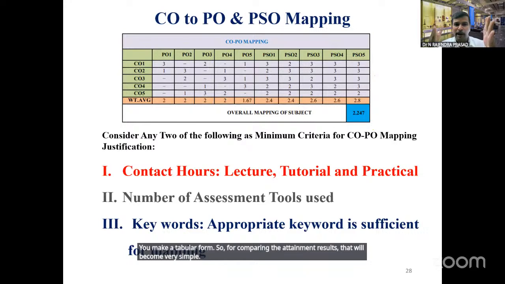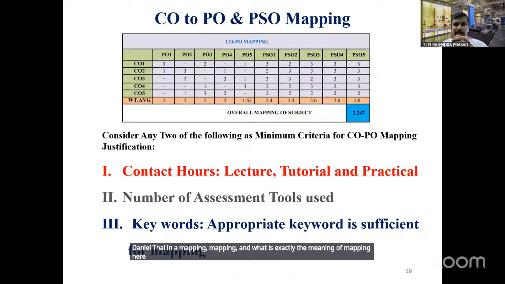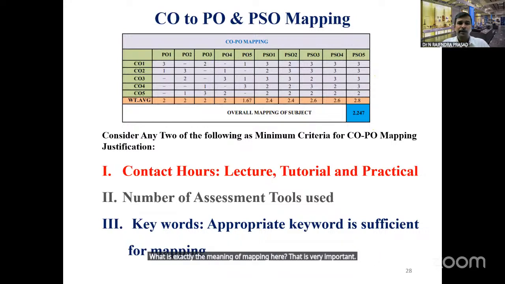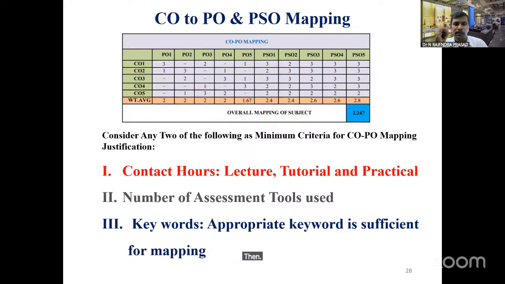I am saying mapping. What is exactly the meaning of mapping here? That is very important. Mapping between CO and PO is the next level. One is mapping the correlation between CO and question, then question and taxonomy level, then comes mapping between CO and PO. The correlation of CO with question, and question with Bloom's taxonomy, is done. Now you have to map CO with the appropriate PO and PSO.